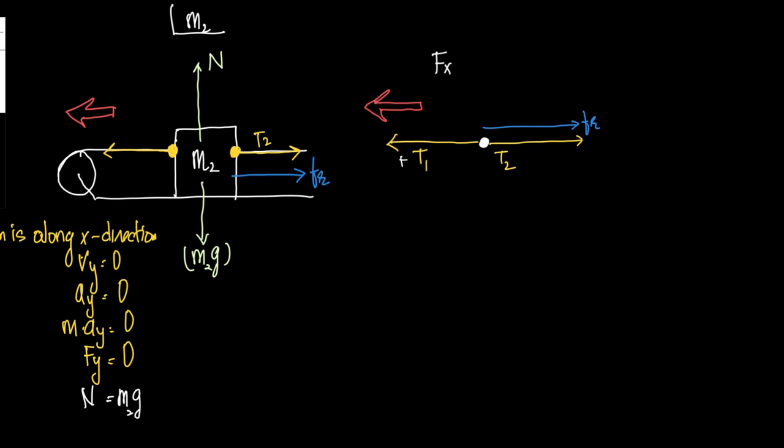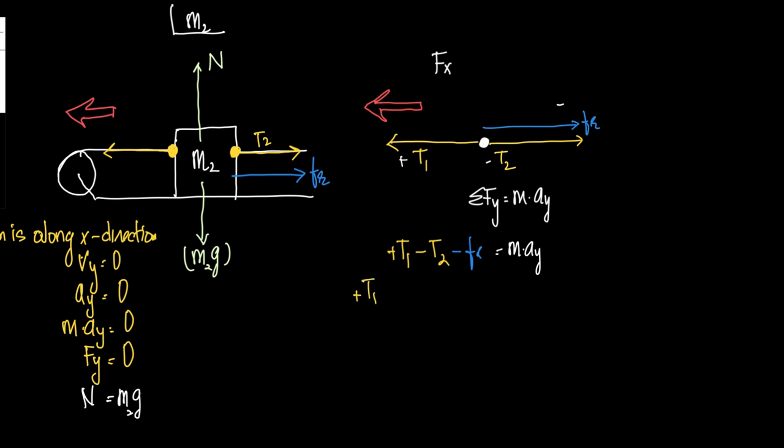Fr would be taken as negative, and T2 would also be taken as negative. So if we had to write the equation here, how do we write this? We write that sigma Fy is equal to M into Ay. So what is sigma Fy? The sum of all the forces. So if we take the sum, we have plus T1 minus T2, then minus Fr is equal to M into Ay, right?